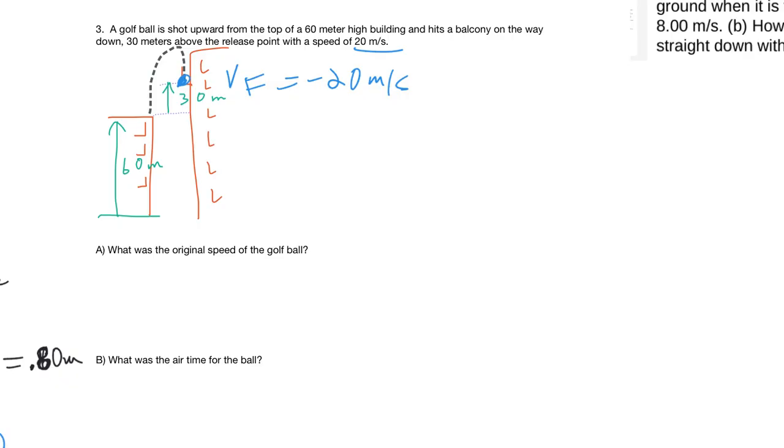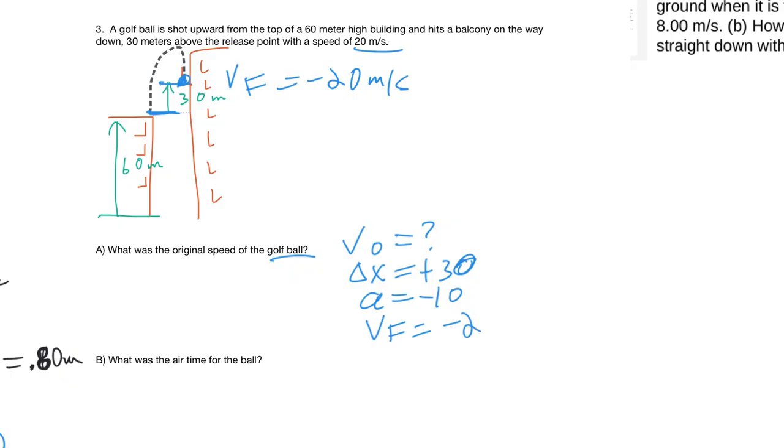What was the original speed of the golf ball? So that's VO, off the hand, 30 meters below the balcony. So that's what I'm looking for. I don't know what VF is. I know that delta X is positive 30 meters from here to there. I know A is negative 10. And I know VF is negative 20.